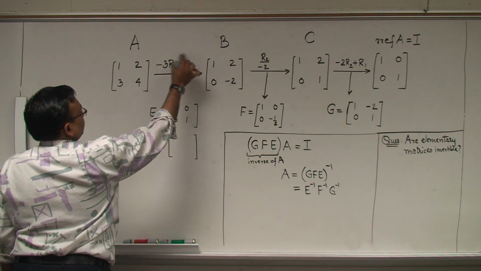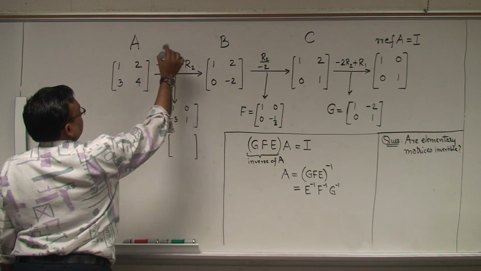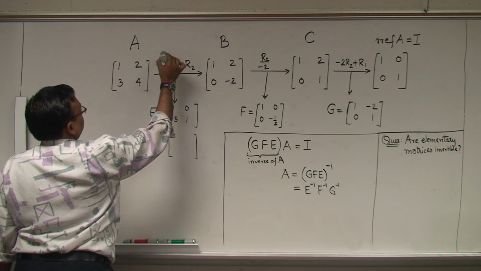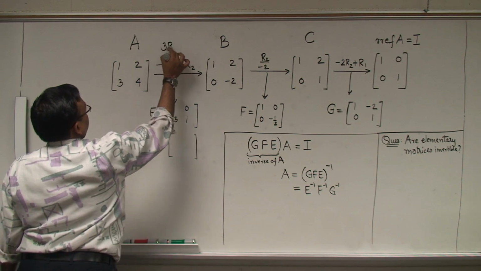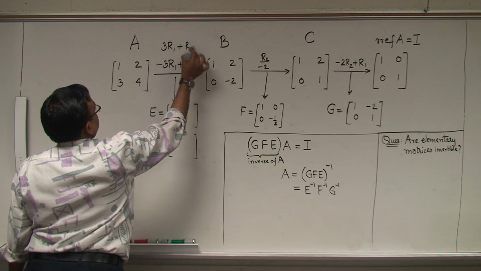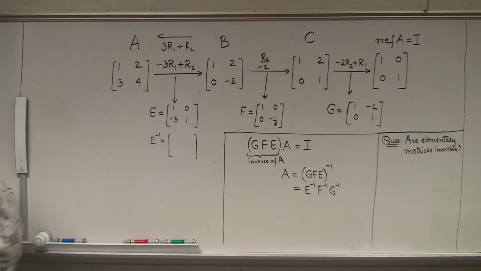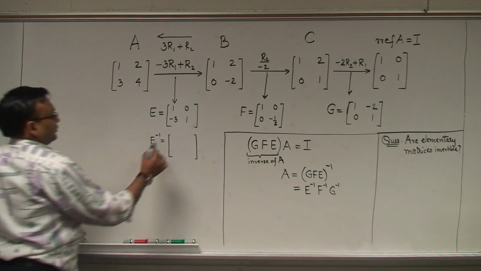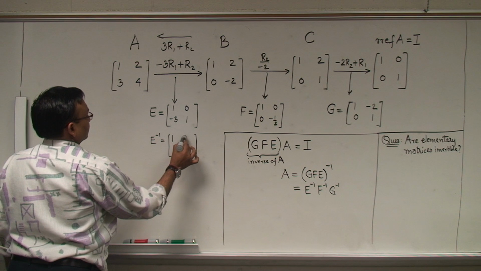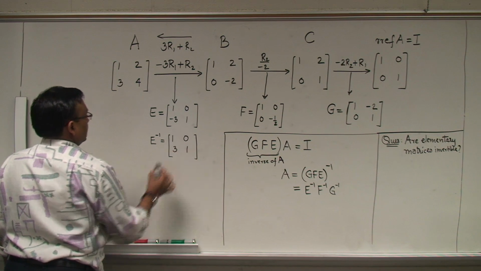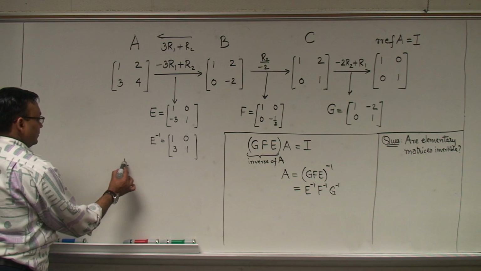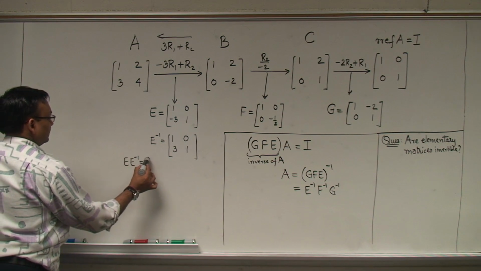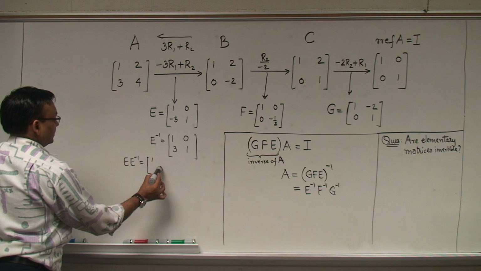What would be the opposite of this operation? Well, what you did here was you multiplied minus 3 to R1. So the opposite of that would be you multiply 3 to R1 and then add to R2. And if you go this way, it will work. So I claim that if you look at this 1, 0, 3, 1, that would be the inverse of your row operation. And you can check that E times E inverse is actually the identity matrix.